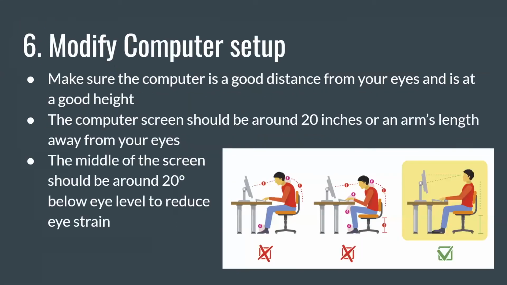Our sixth tip is to modify computer setups. So make sure that your computer is a good distance from your eyes and is at a good height. The computer screen should be around 20 inches or an arm's length away from your eyes. The middle of the screen should be around 20 degrees below eye level to reduce eye strain.